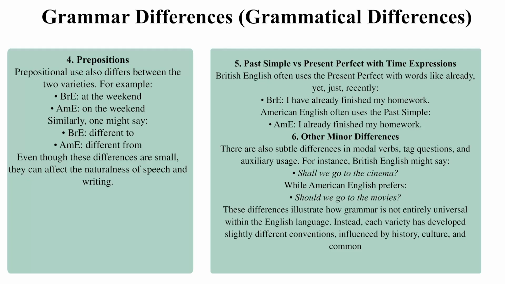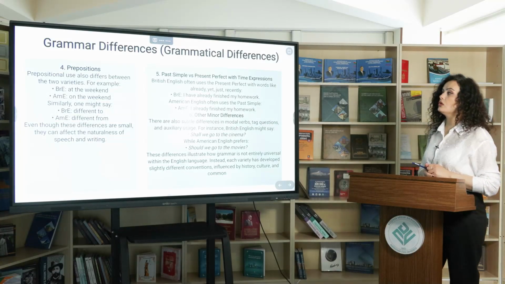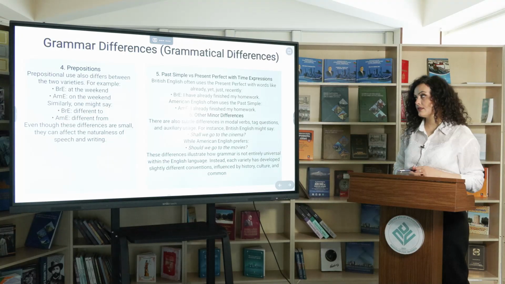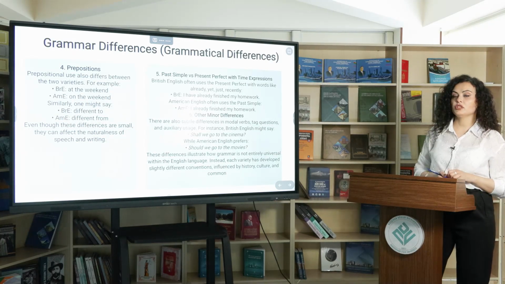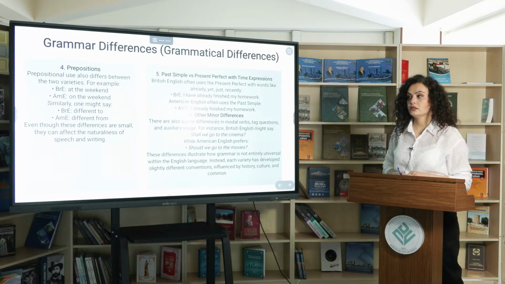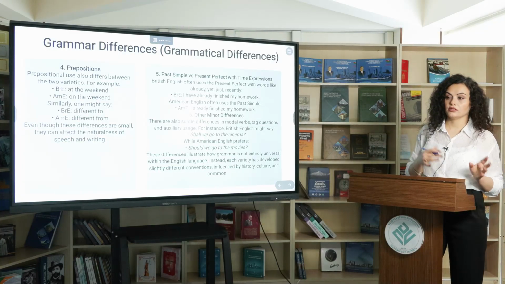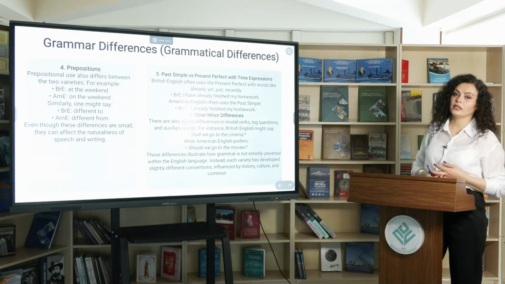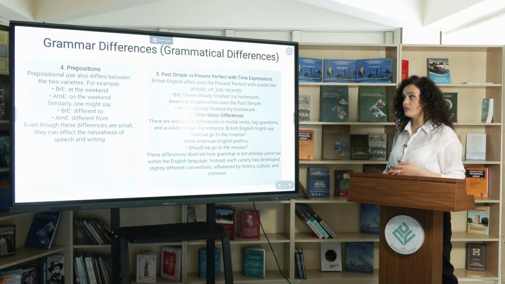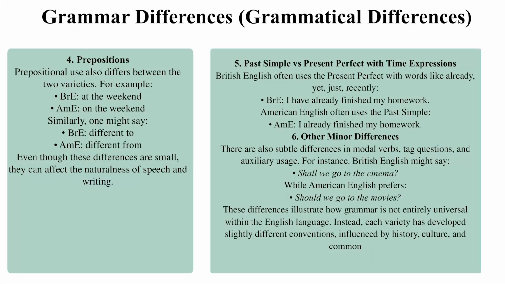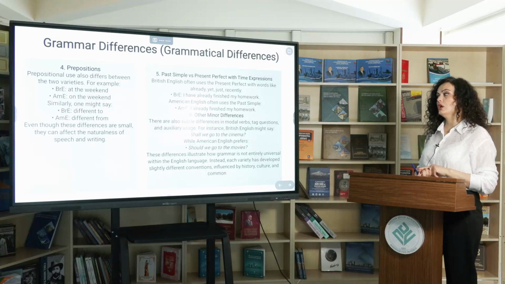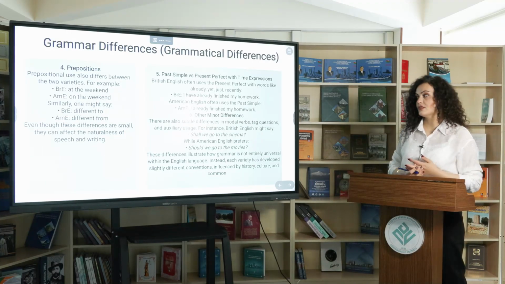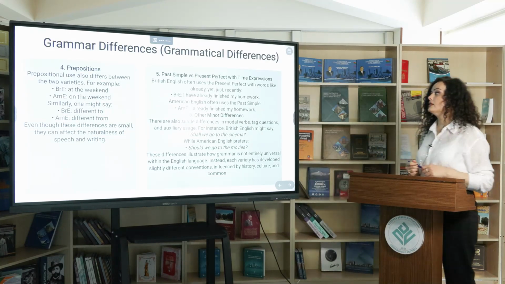And then prepositional use also differs between the two varieties. For example, in British English, it is at the weekend, but in contrast, in American English, on the weekend. Similarly, one might say different to in British English, but in American English, they use different from. Even though these differences are small, they can affect the naturalness of speech and writing.